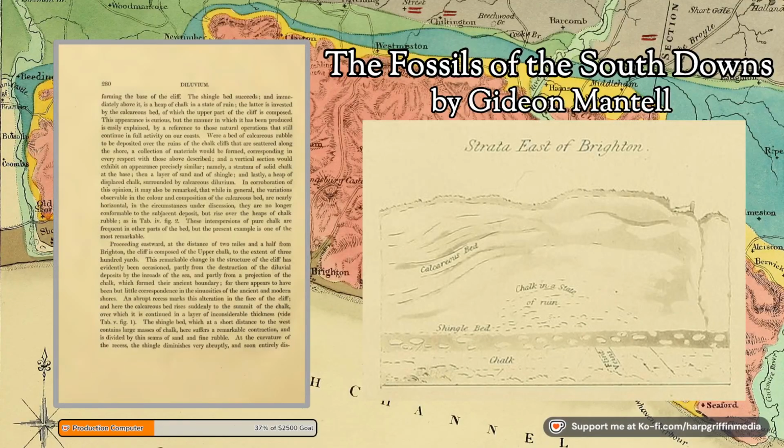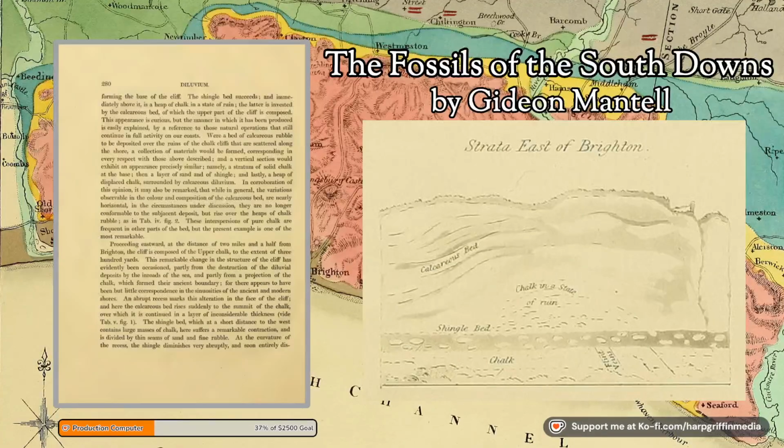Were a bed of calcareous rubble to be deposited over the ruins of the chalk cliffs that are scattered along the shore, a collection of materials would be formed, corresponding in every respect with those above described, and a vertical section would exhibit an appearance precisely similar, namely a stratum of solid chalk at the base, then a layer of sand and of shingle, and lastly a heap of displaced chalk surrounded by calcareous diluvium.